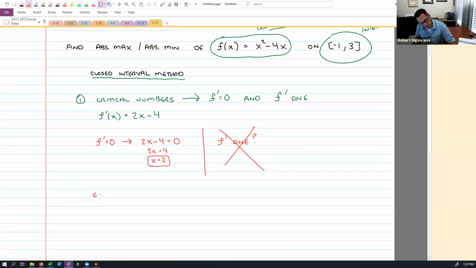So I'm now going to evaluate f at x equals 2. In other words, what I'm going to do is plug 2 into the original function.